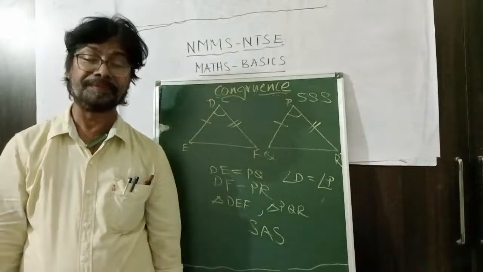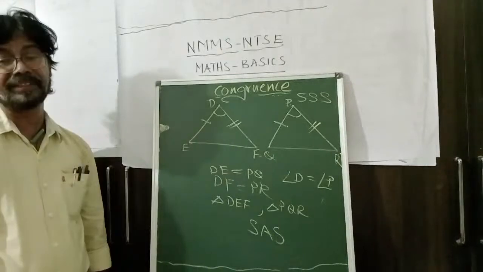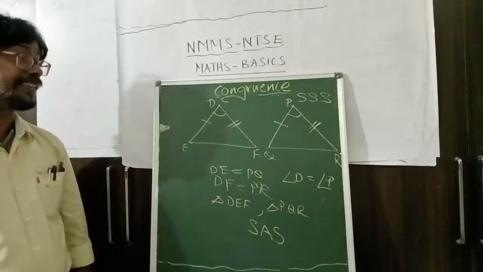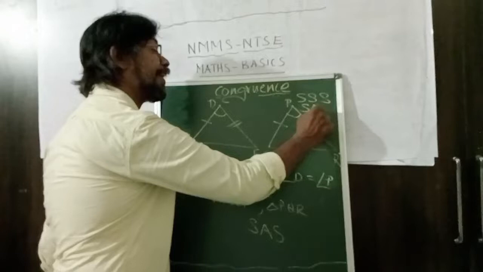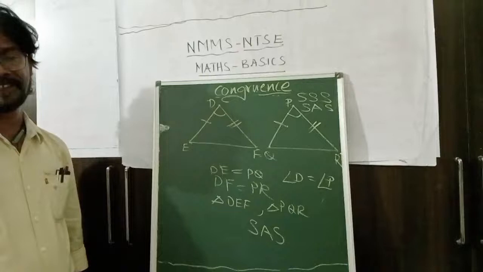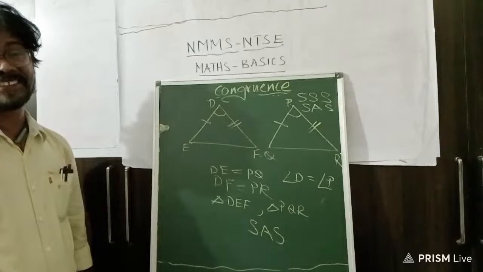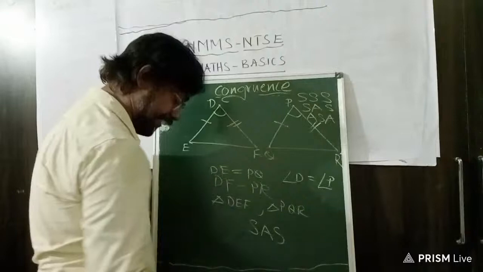Both the triangles are congruent to each other. Understand? So this is congruency. This is another formula, SAS rule. First one is SSS principle. Another one is SAS. The remaining is ASA. Okay, what do we see? We will see.